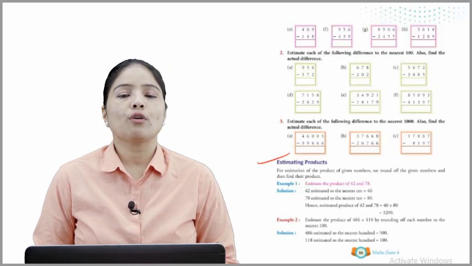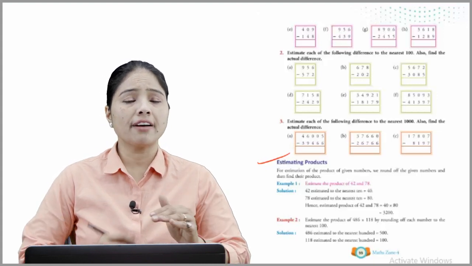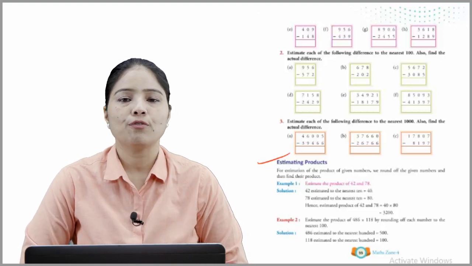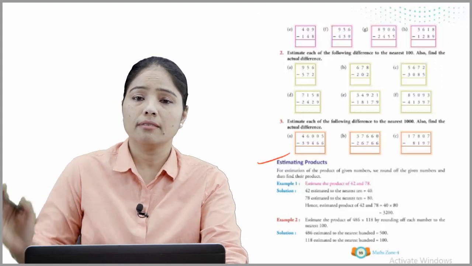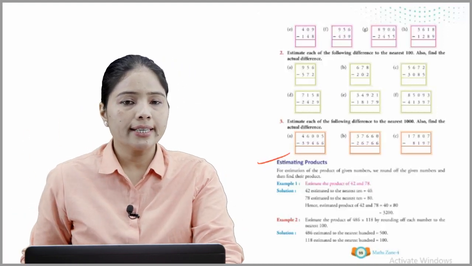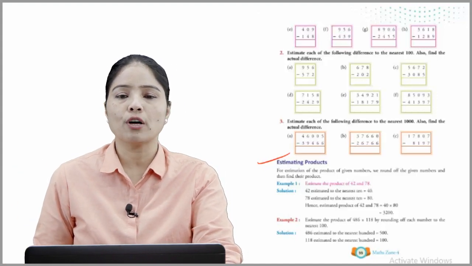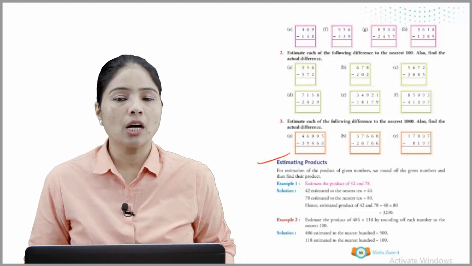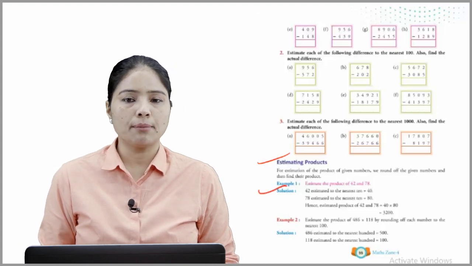For estimation of the products of given numbers, we round off the given numbers and then find their product. Example number 1. Estimate the product of 42 and 78. 42 estimated to the nearest 10 is equal to 40. 42 का nearest हो गया 40. 78 estimated to the nearest 10 is 80. Hence, the estimated product of 42 and 78 is equal to 40 into 80, which is 3200. Okay, I hope you understood well example number 1.